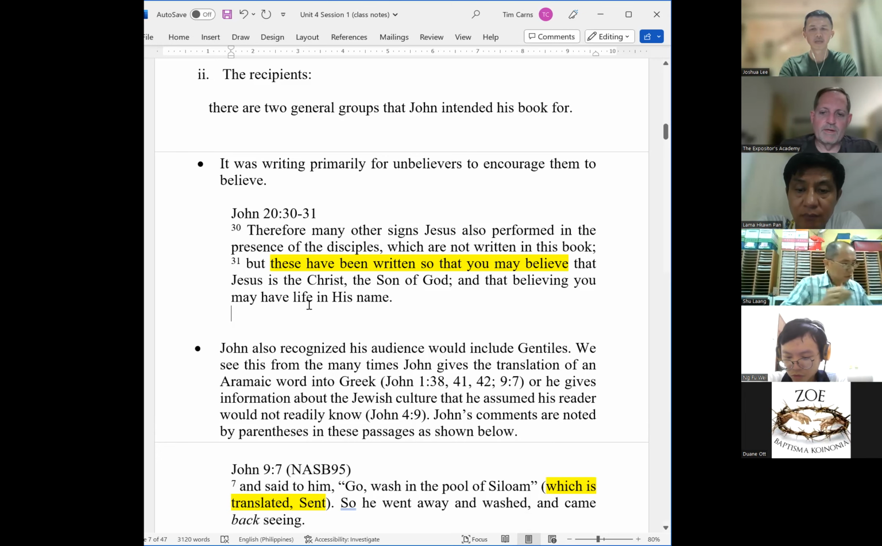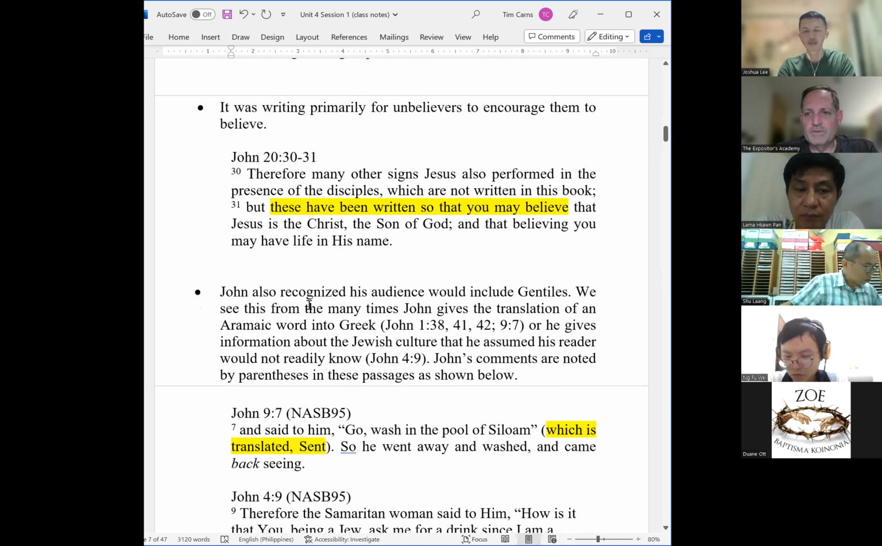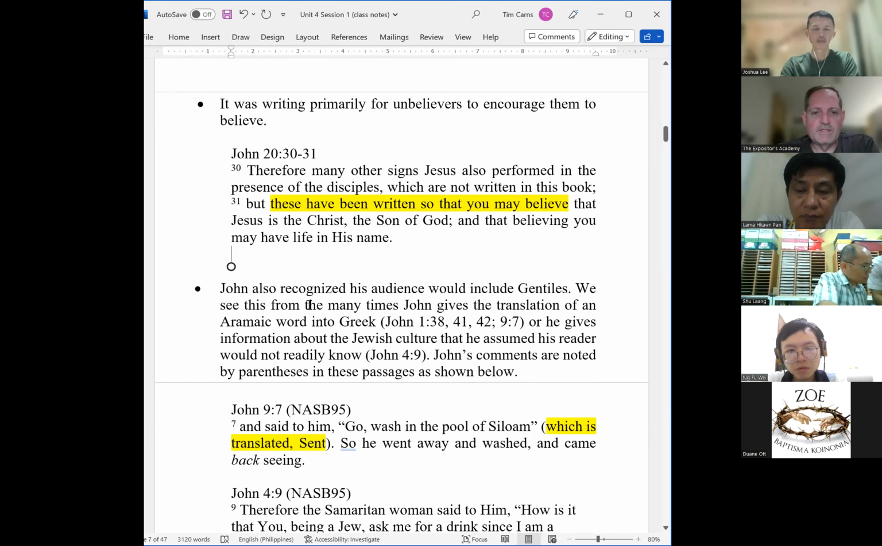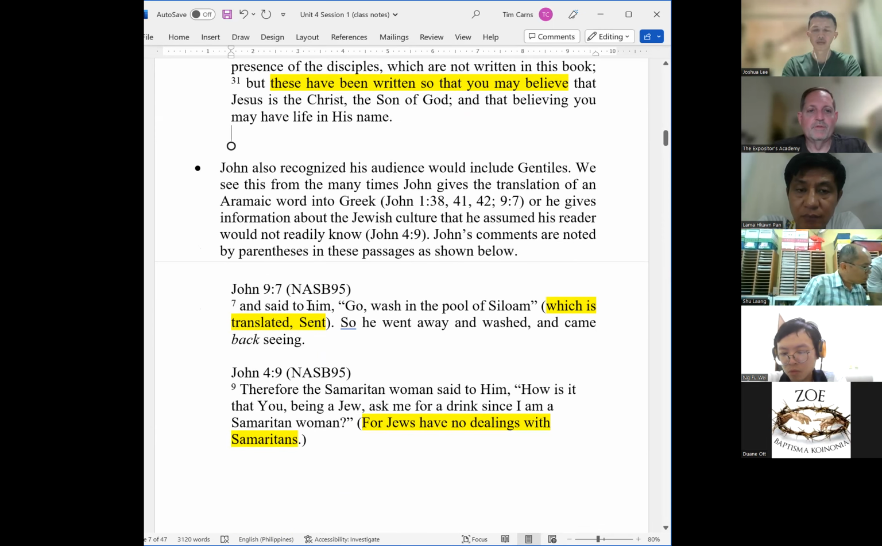And then also John recognized that his audience would include Gentiles. Several places in the book, he notes the translation for particular Aramaic words, indicating that his audience would not be primarily Jewish, but would include Gentiles. And I gave a couple examples here.